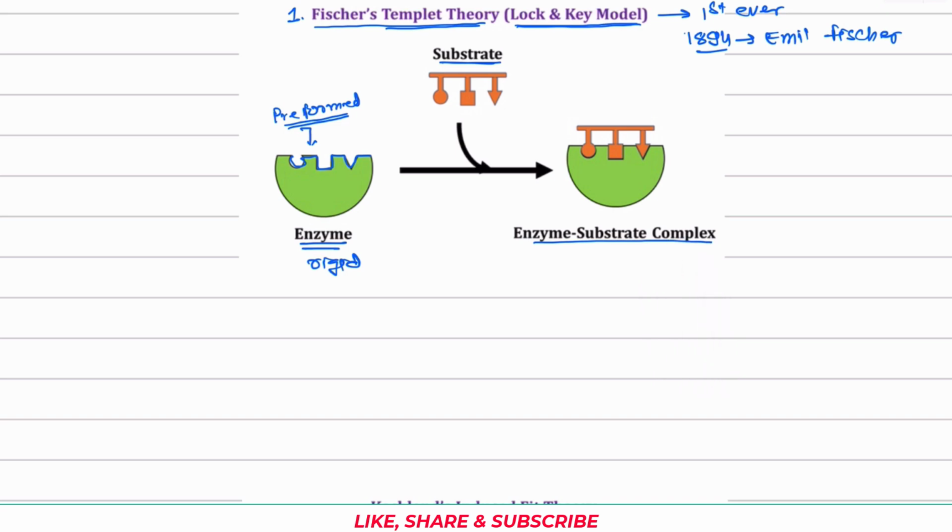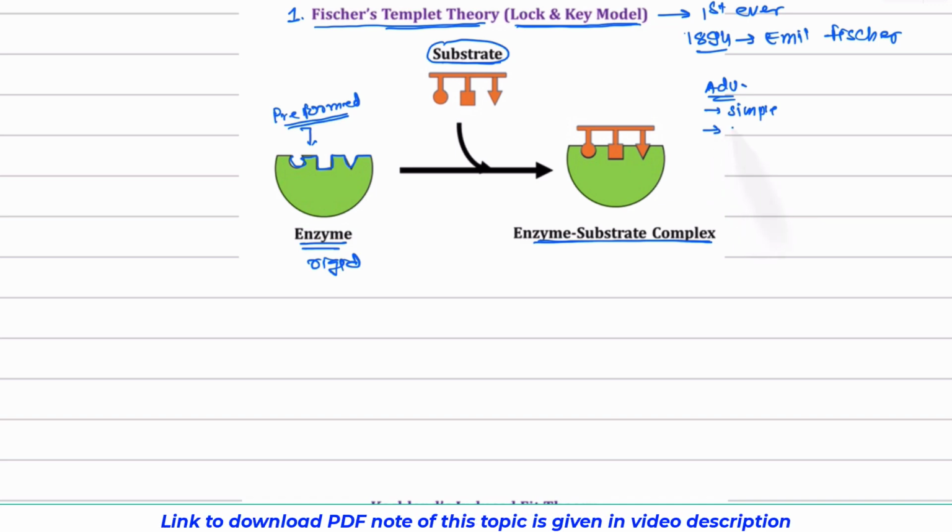So what happens? Only a specific substrate whose shape is complementary to the active site can bind at the active site of the enzyme, and so the enzyme-substrate complex forms. There are several advantages of this Fischer's template theory. What are these advantages? This theory was very simple to understand. It was very intuitive also. This theory also laid a foundation for enzyme-substrate complex formation. So it has a historical value. It laid the historical foundation for this theory.